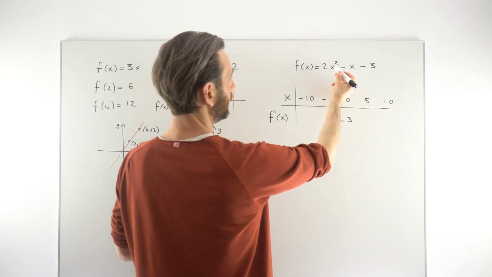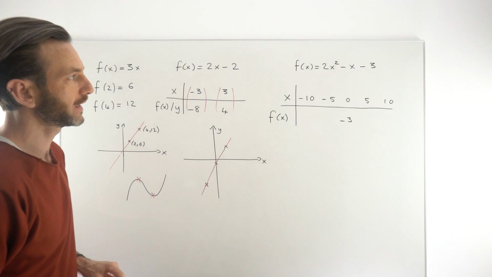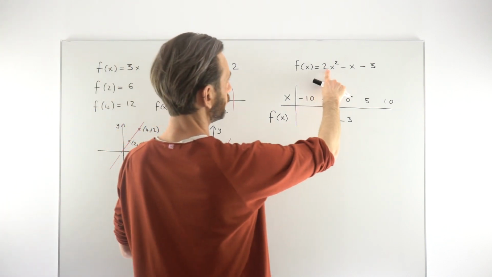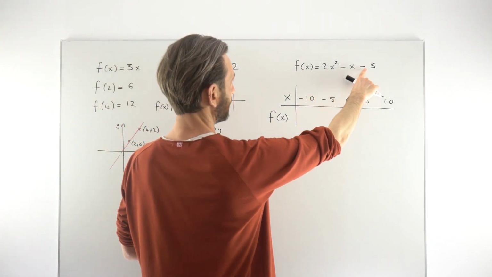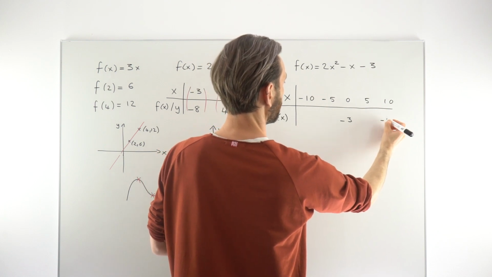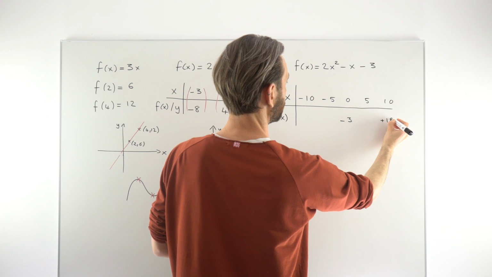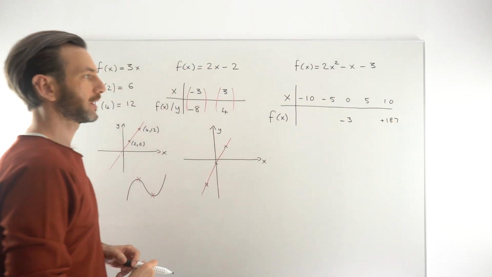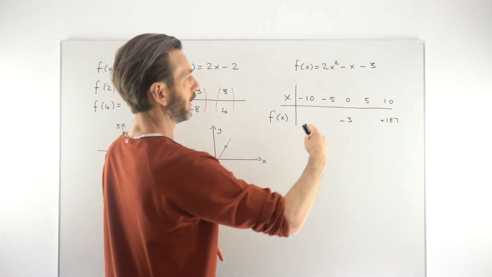We'll go for 10. 10 squared is 100, so it's going to be 200. Minus 10 is 190. Minus 3 is 187. Positive 187 for that one. So a slightly awkward number to deal with, slightly high number.